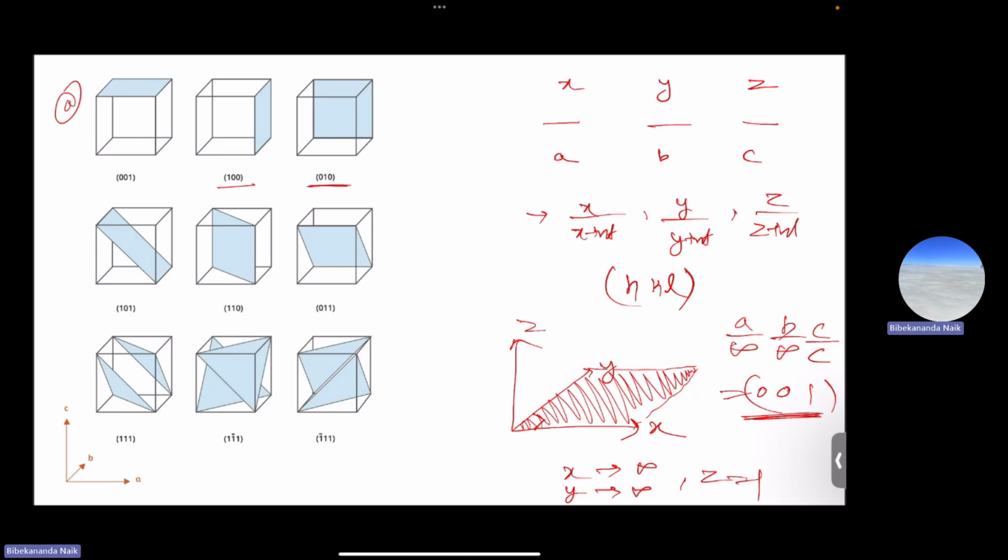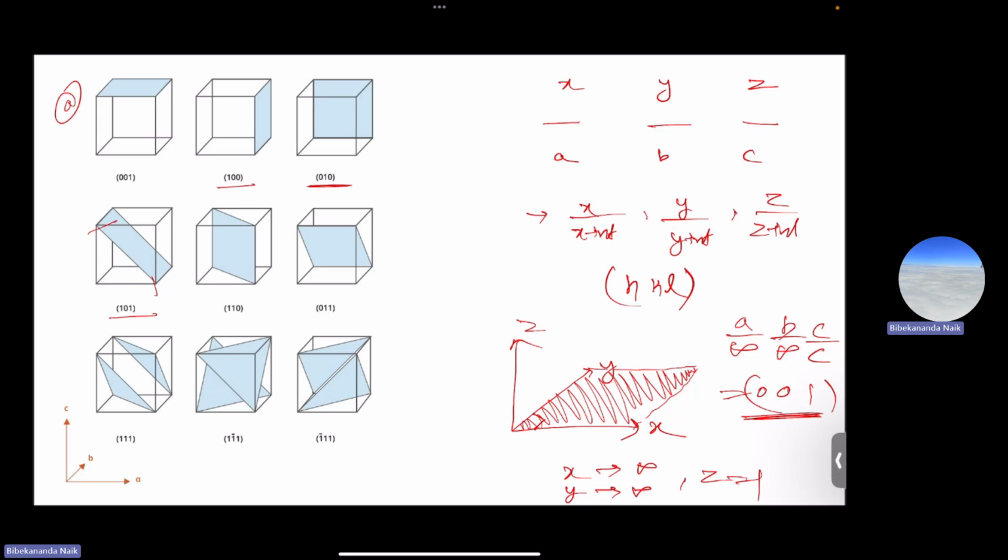And if you talk about the fourth one, in this case, this plane is parallel to the y-axis. So the y-intercept will be infinity, and it is cutting the x-axis and z-axis. So it will be 1, 0, 1. Similarly, all these planes can be evaluated, and in the upcoming session we will be solving a few problems that will also cover this type of planes and how to calculate the Miller indices. So some basic ideas on how to calculate the Miller indices I just explained to you.